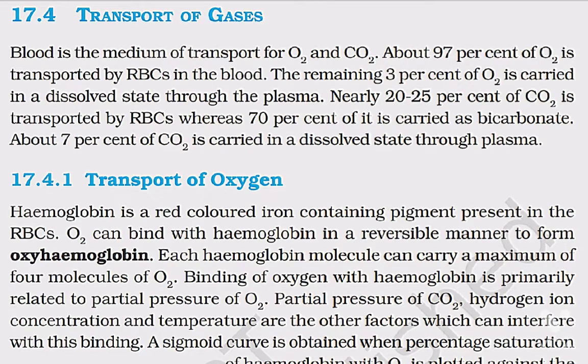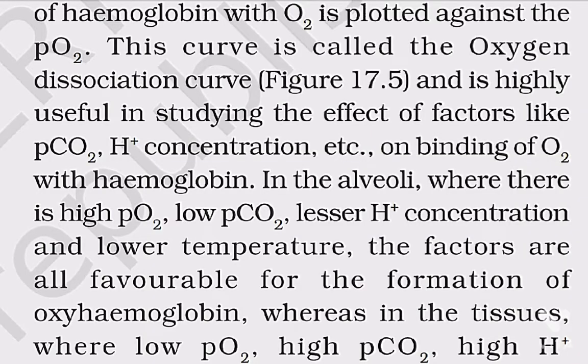A sigmoid curve is obtained when percentage saturation of hemoglobin with oxygen is plotted against the partial pressure of oxygen. This curve is called the oxygen dissociation curve, figure 17.5, and is highly useful in studying the effect of factors like partial pressure of carbon dioxide, hydrogen ion concentration, etc. on binding of oxygen with hemoglobin.